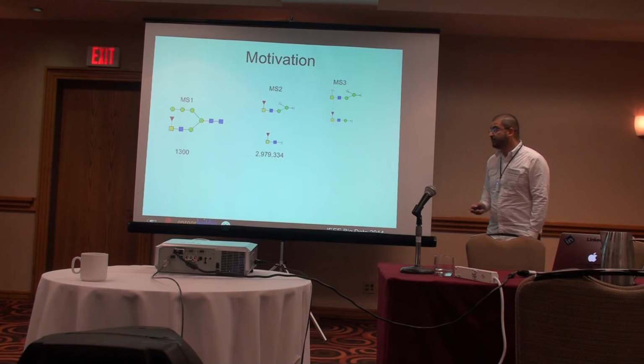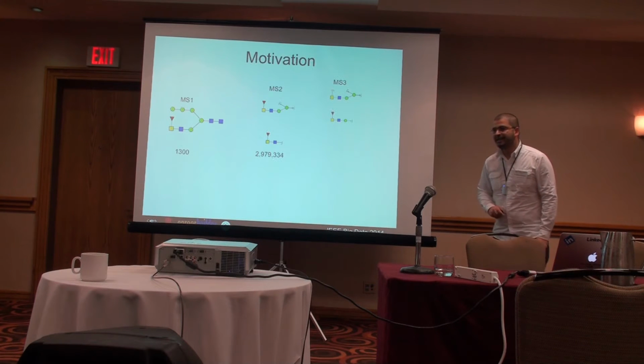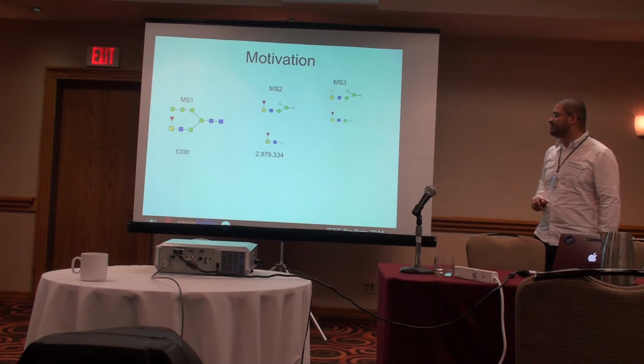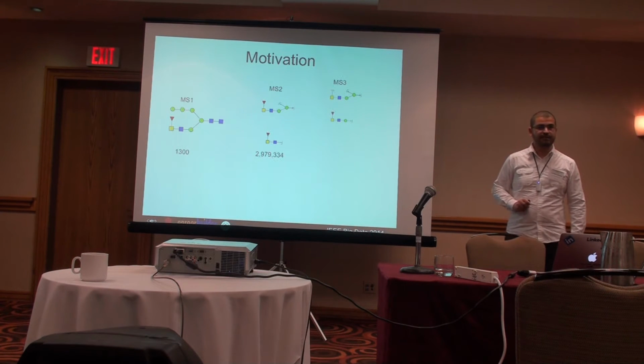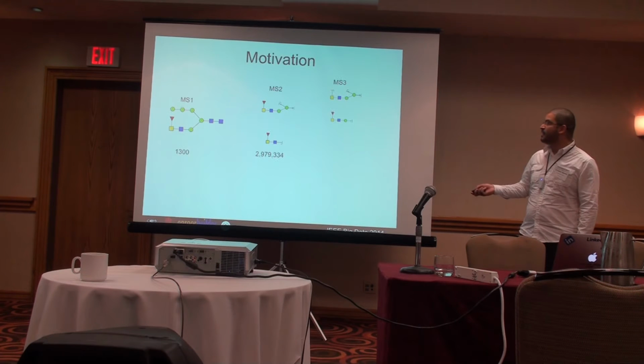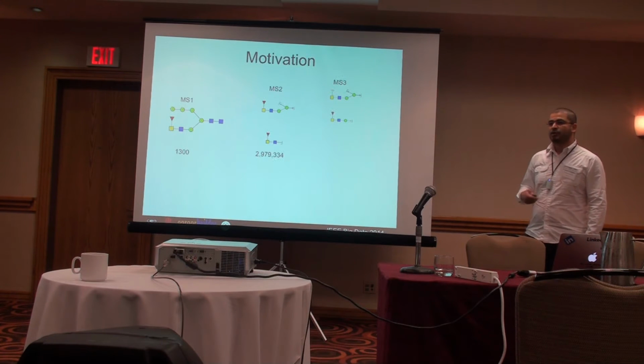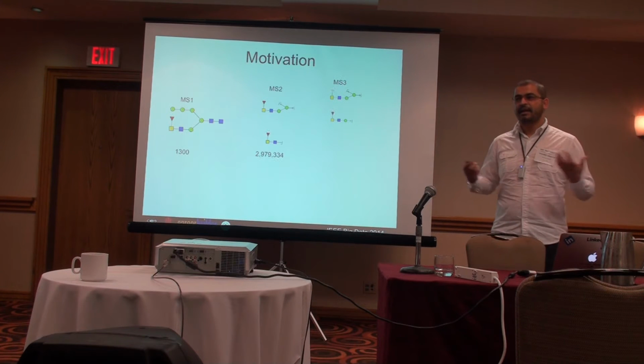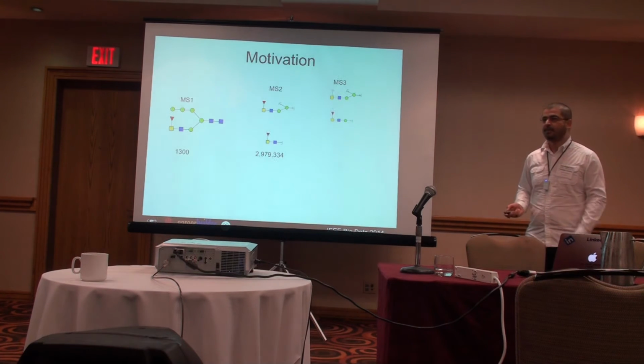On the MS2 level, if we fragment those 1,300 glycan structures, we may end up with 2,979,000 possible fragments. And if you go farther, fragment the MS2 into MS3, you end up with billions of possible fragments. So this is the scale of the data which we are talking about.